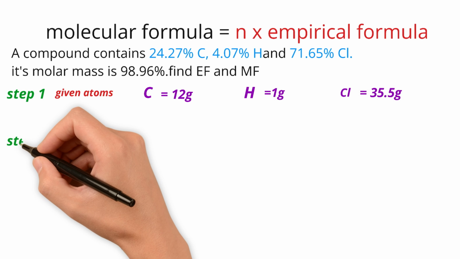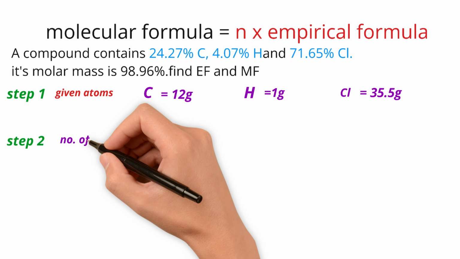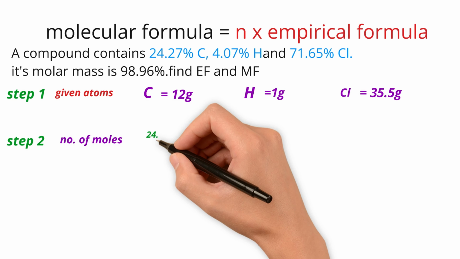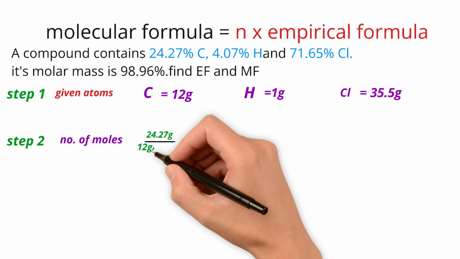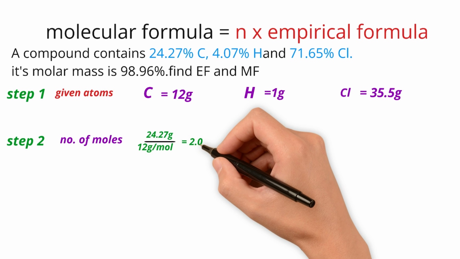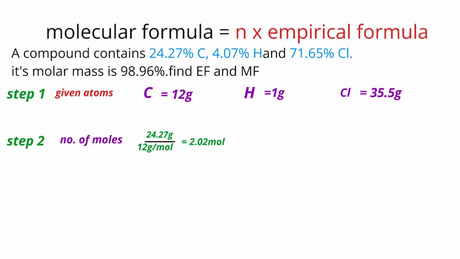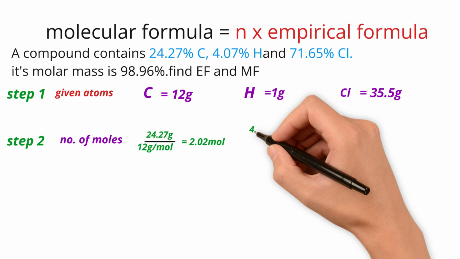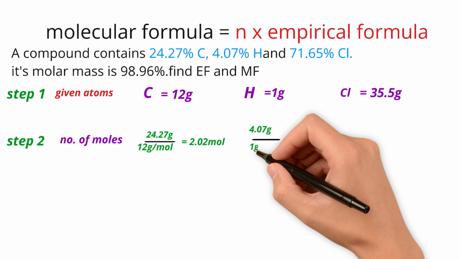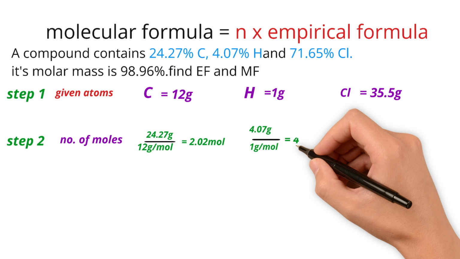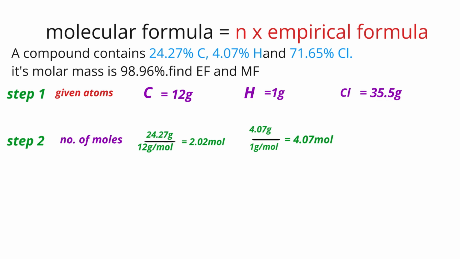The second step, number of moles. Number of moles of carbon is equal to 24.27 gram upon 12 gram per mole, which is equal to 2.02 mole. Number of moles of hydrogen is equal to 4.07 gram upon 1 gram per mole, which is equal to 4.07 mole. And the chlorine, the given mass is 71.65 upon 35.5 gram per mole, which is equal to 2.02 mole.